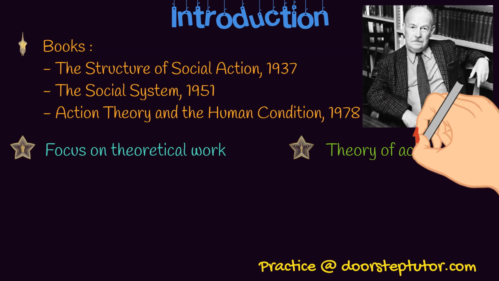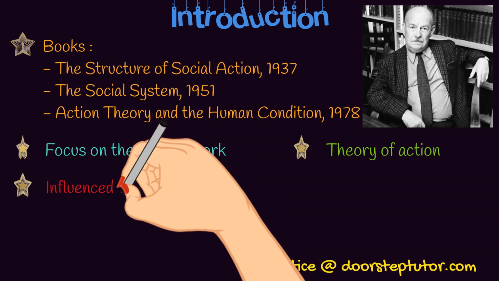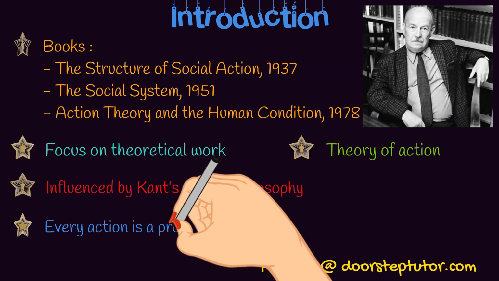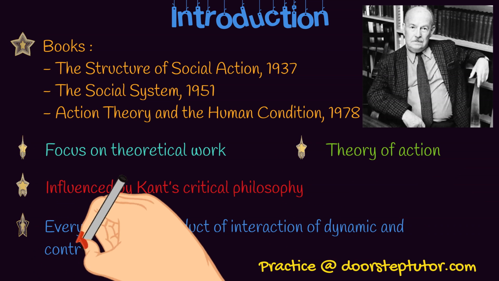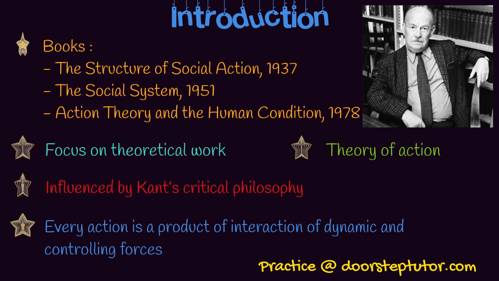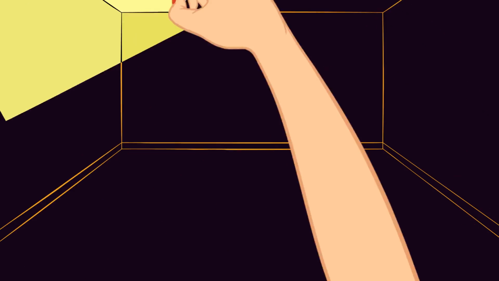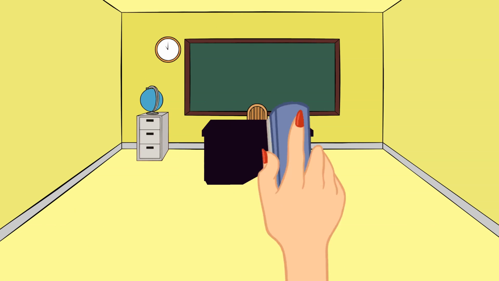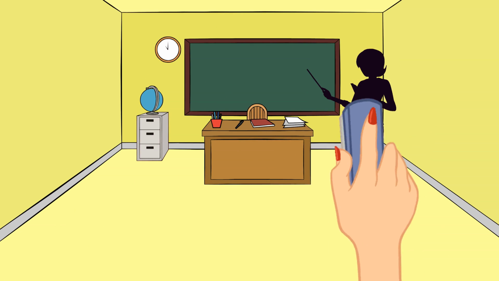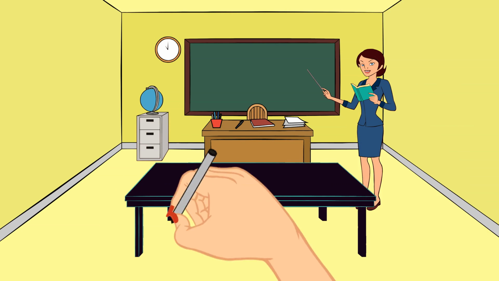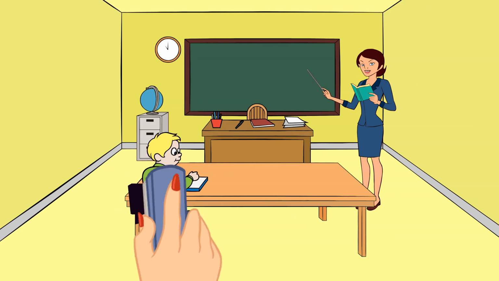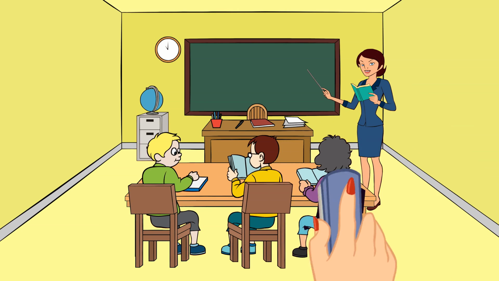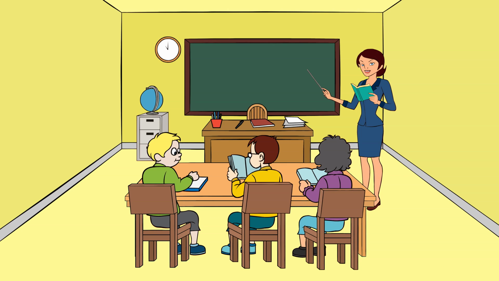He gave the theory of action, which was influenced by Kant's critical philosophy. He said that every action is a product of interaction of dynamic and controlling forces. For example, when you are sitting in a class, your action is a product of the interaction that you are having. With who? The interaction that you have with your teacher, the interaction you have with the environment, the interaction you have with your fellow students, your friends. So this is how every action is determined. This is what it is made up of.